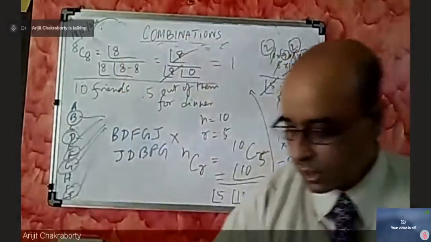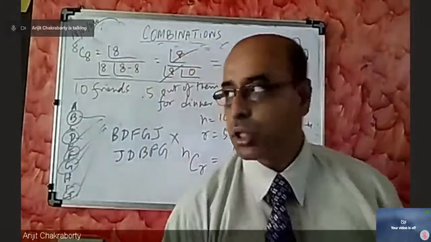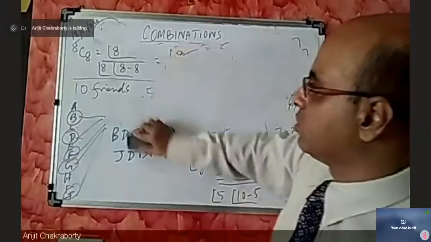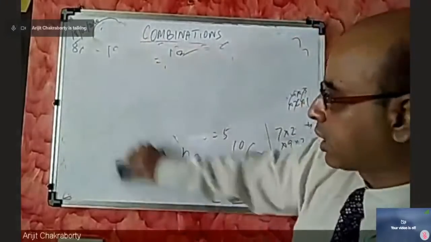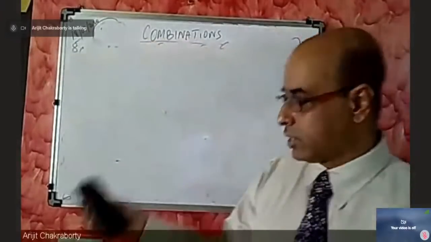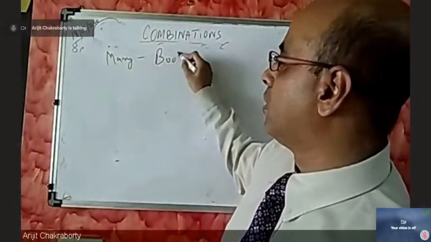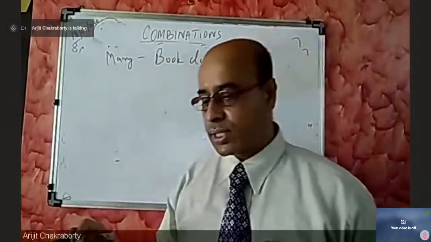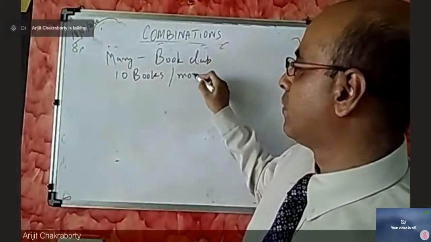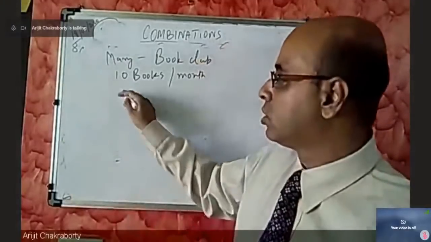So a simple example, say Mary is trying to join a club, a library, a book club, right? So small example, let's do. Mary wants to join a book club and she has a choice of 10 books, right? So she is joining a book club. Mary is joining a book club and she has a choice of 10 books per month. She will take at most 2 books.